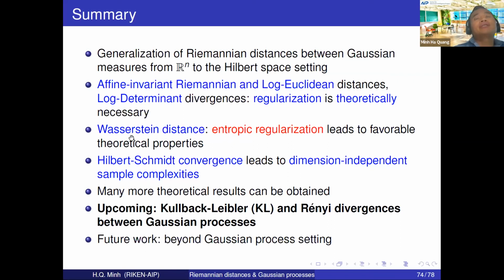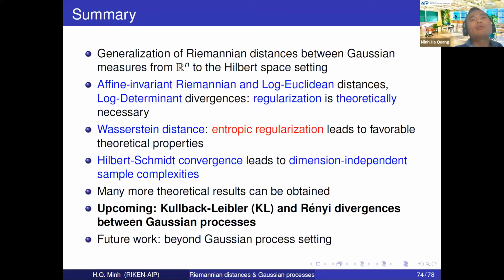And we talked about the Wasserstein distance and its entropic version, and we can see that the entropic regularization leads to some very nice theoretical properties, such as dimension independent sample complexities. It has other nice properties as well, and many more theoretical results can be put forward. I'll also have some upcoming work on the Kullback-Leibler and Rényi divergences between Gaussian processes. I have just completed the manuscript, so it should be available on arXiv pretty soon.